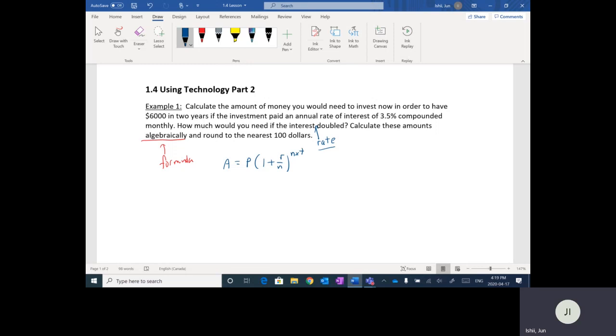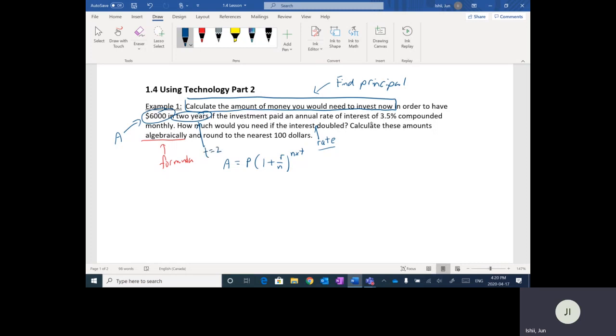Let's figure out what we're plugging in here. We want to calculate the amount of money you would need to invest now, so this is asking you to find the principal. The principal is the variable that we're going to be solving for. In order to have $6,000, this is my final amount, in other words, A, in 2 years. So 2 years is my t. T is 2.